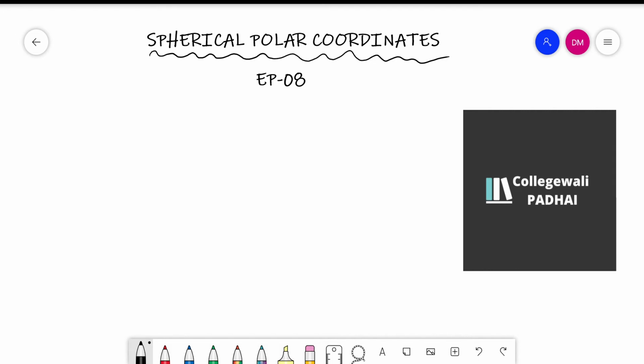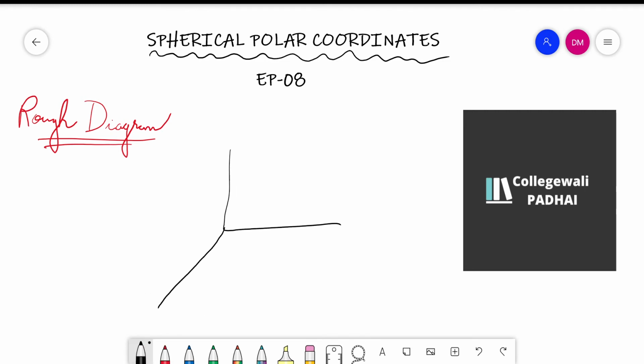So let's start with the video. First I will start with a rough diagram to get a clear understanding. This is actually the thing. This one is the Z, this is Y, this is X. And if you haven't watched the cylindrical polar coordinates video, you can move back and see that video. So this is the point O.